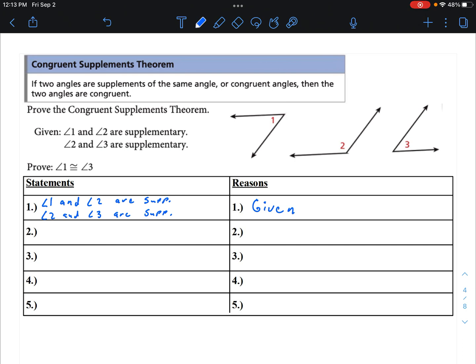Now, as soon as I hear 1 and 2 are supplementary, 2 and 3 are supplementary, supplementary, of course, means they add up to 180. So that's going to be the next thing I write down, is that the measure of angle 1 plus the measure of angle 2 equals 180. Same thing with the measure of angle 2 plus the measure of angle 3 equals 180. What's my reason? Well, that was the definition of supplementary angles.